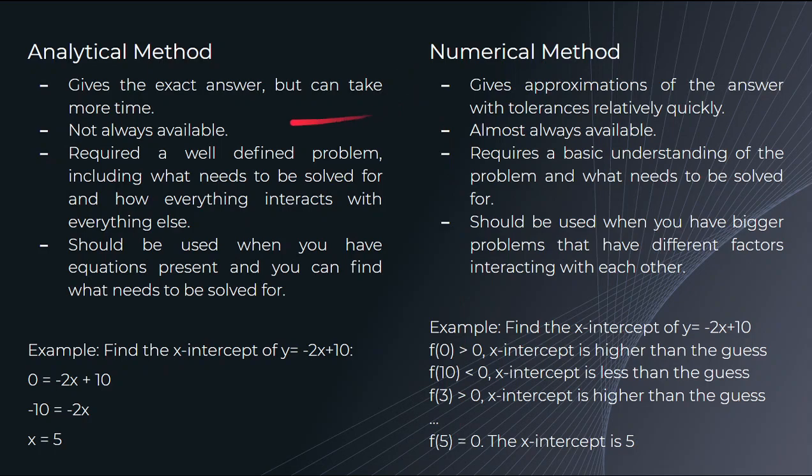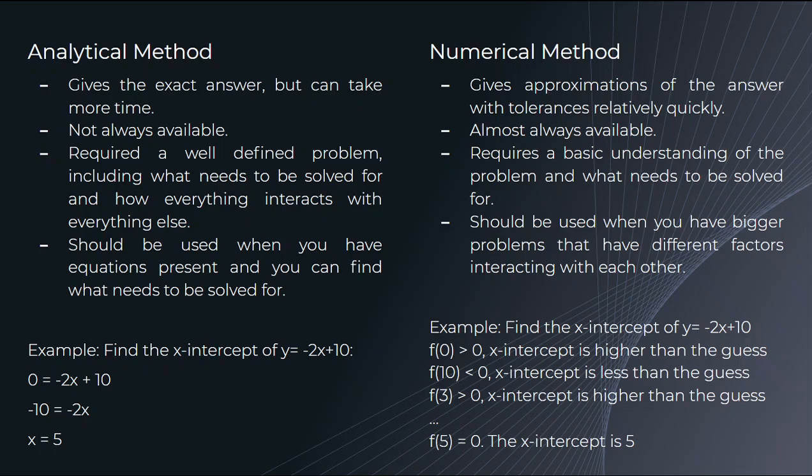This one actually gets the correct answer after a bit of time. Another difference is that the analytical method isn't always available, since we don't always have the exact necessary equations to find the answer, while the numerical method is very available most of the time. For the analytical method, we need a well-defined problem, so we basically need a full equation. And so we need to know exactly what we need to solve and what exactly needs to be solved for. With the numerical method, we don't need that intense knowledge of the problem, just a basic understanding of the problem, what we need to solve for, and generally how we get closer to an answer.